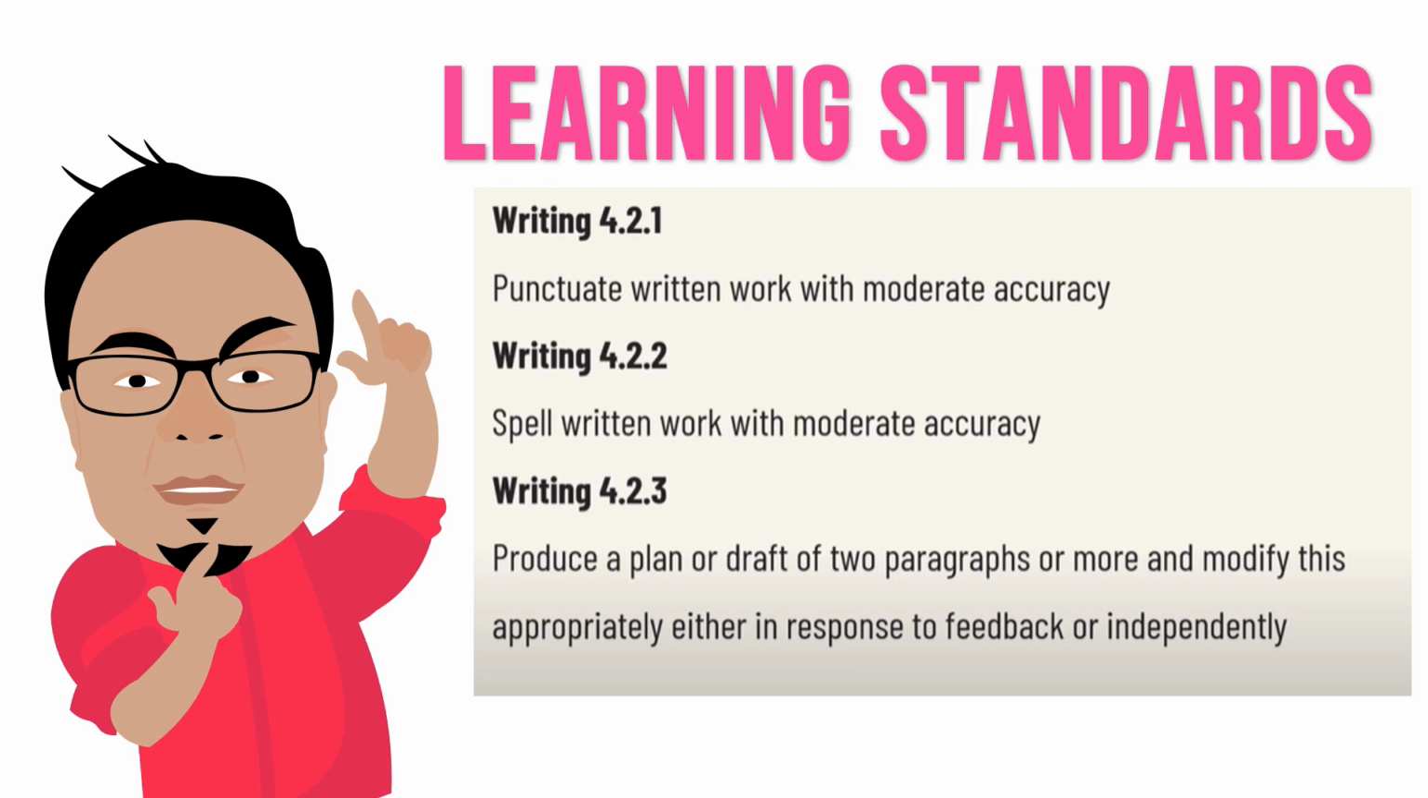Next, writing 4.2.1 punctuate written work with moderate accuracy. Writing 4.2.2 spell written work with moderate accuracy. And finally, writing 4.2.3 produce a plan or draft of 2 paragraphs or more and modify this appropriately either in response to feedback or independently.